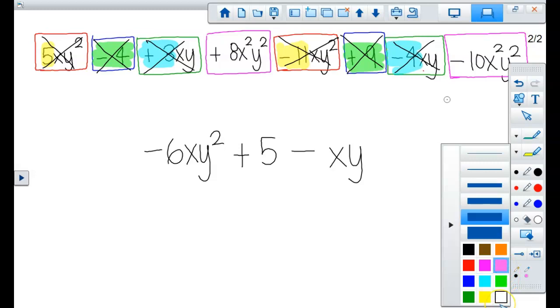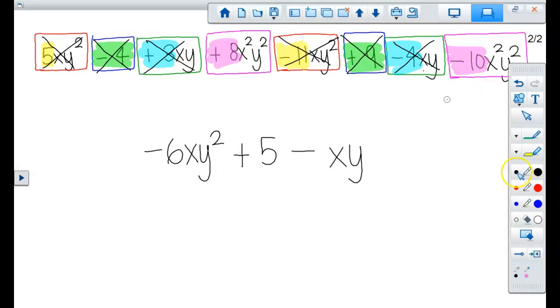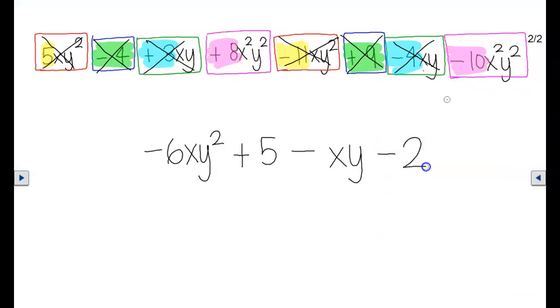Now, let's combine these two. All right, to combine these two, we're going to work with our numbers. We're going to do a positive 8 minus 10. Now, if I do a positive 8 minus 10, I'm going to get a negative 2. So I'm going to put negative 2 on my paper. What last name should that negative 2 get?